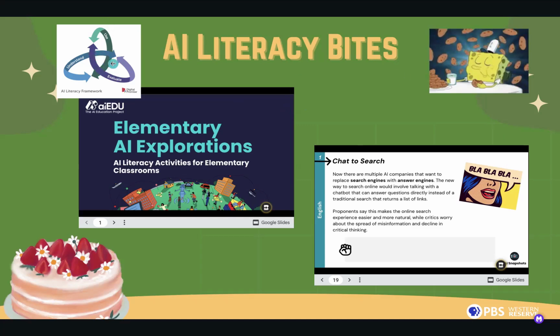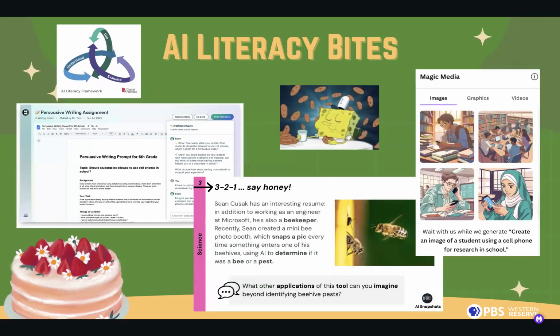And I like this one at the top. This is from Digital Promise. They have a fantastic AI literacy framework as well. And you see kind of the cycle, right? They have to understand what AI is and how it works. They're going to utilize it, and then they're going to evaluate that. And then you continue the cycle all the time. And that's truly what AI literacy is as we work through.